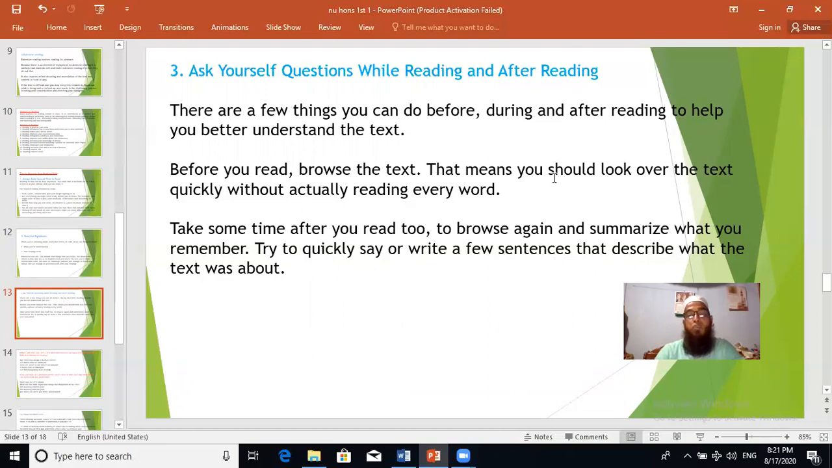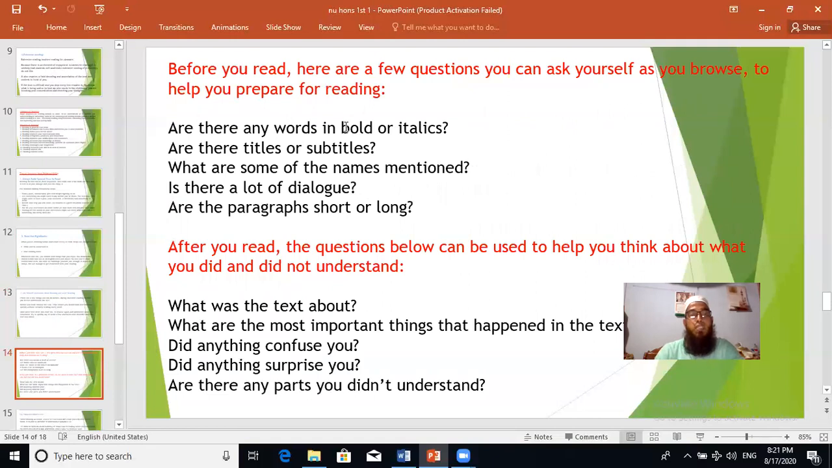At the first reading, you are reading quickly. You are not going to read every word, and you should take time after reading. Then you read again and summarize what you remember, how much you can remember after the first reading of the text. You need to think. Try to quickly say or write a few sentences after the first reading that describe what the text was about. So here are some questions that you can practice.